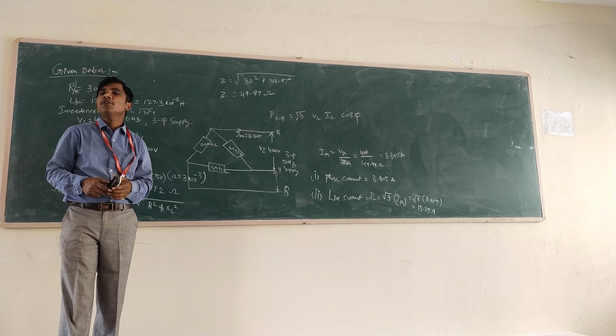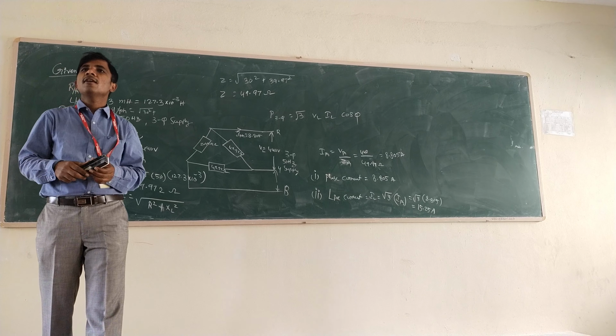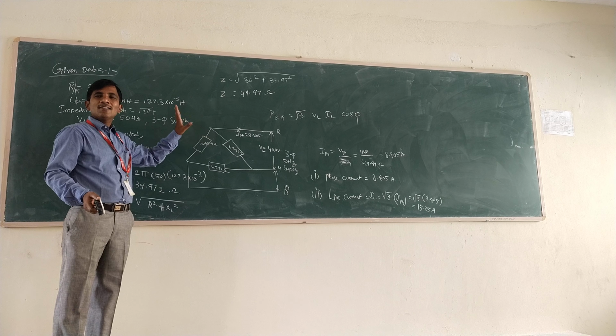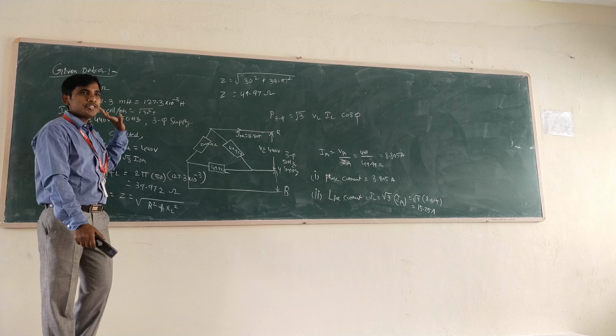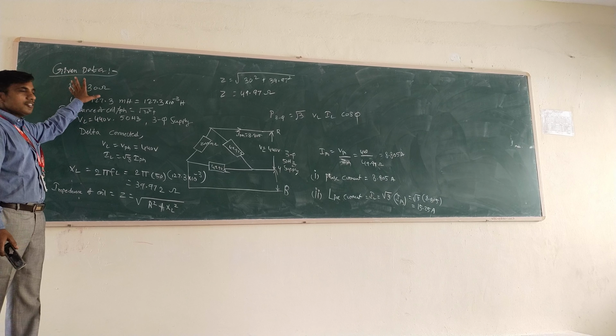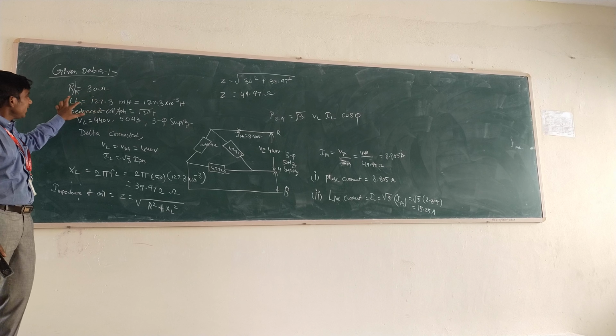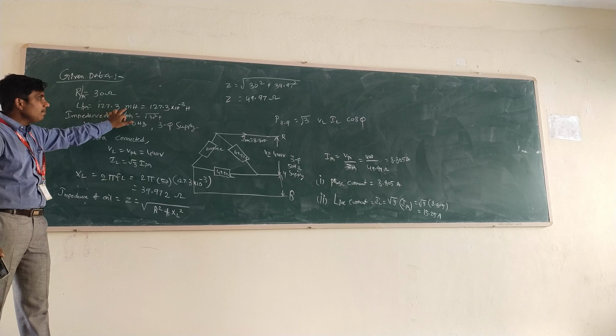Three-phase circuits, unit for fundamentals of electric circuits. Previous question paper, 2022. What is the question paper? Supply exam. They gave the question: a circuit consists of resistance per phase of 30 ohm and inductance per phase of 127.3 millihenries.